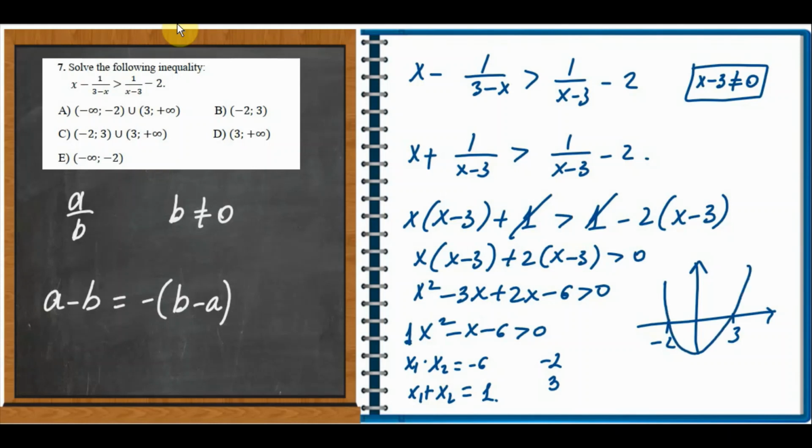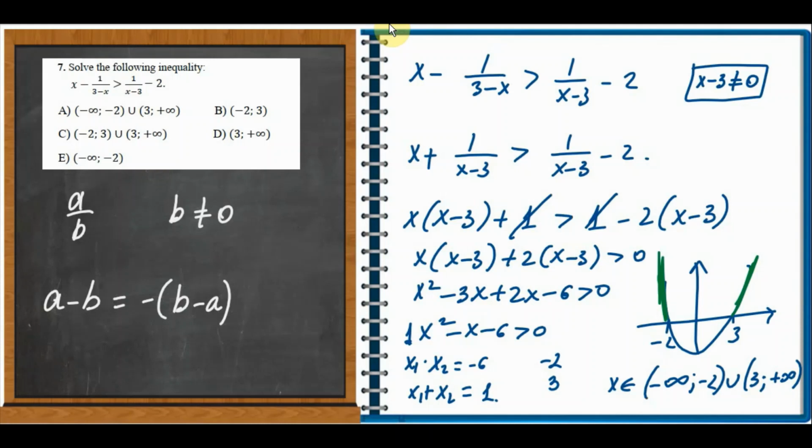So we need to find the positive values. So x is in which interval? In order to find positive values of the function, we must take this branch out there, and this will be from negative infinity till negative 2, and from 3 till positive infinity. So the correct answer is this.